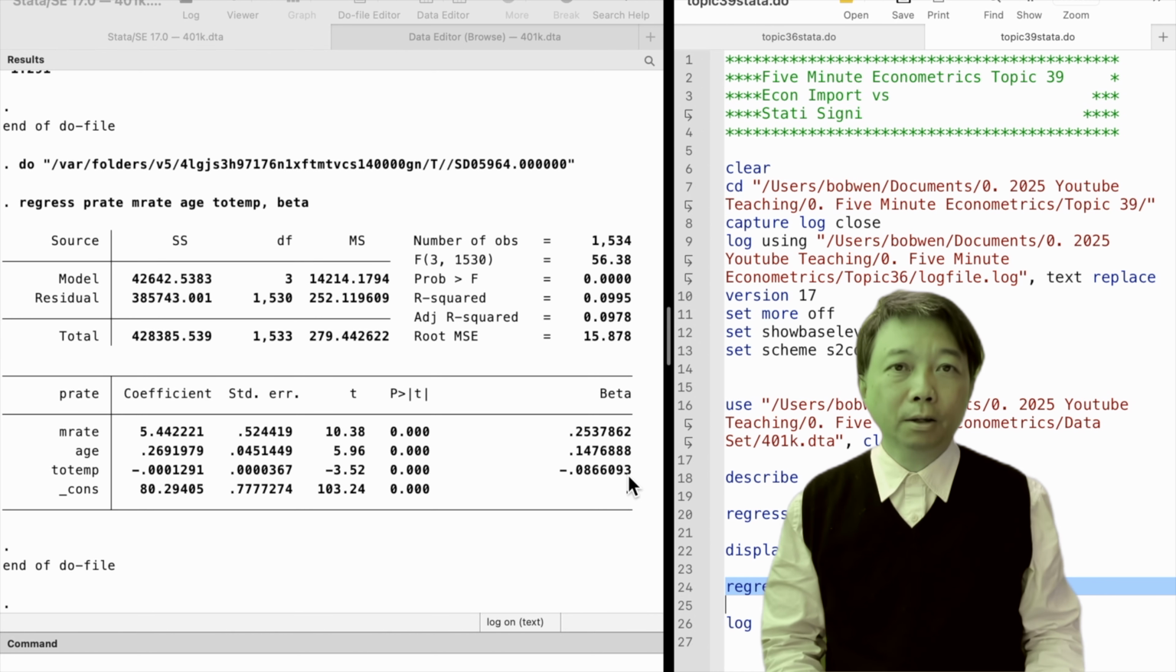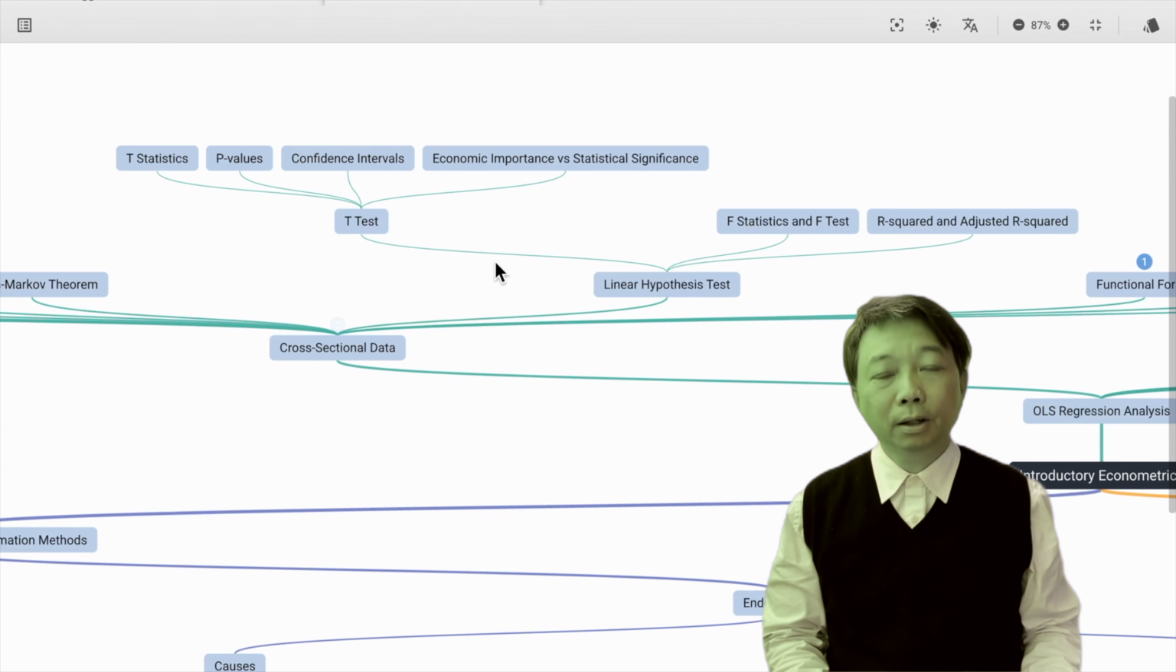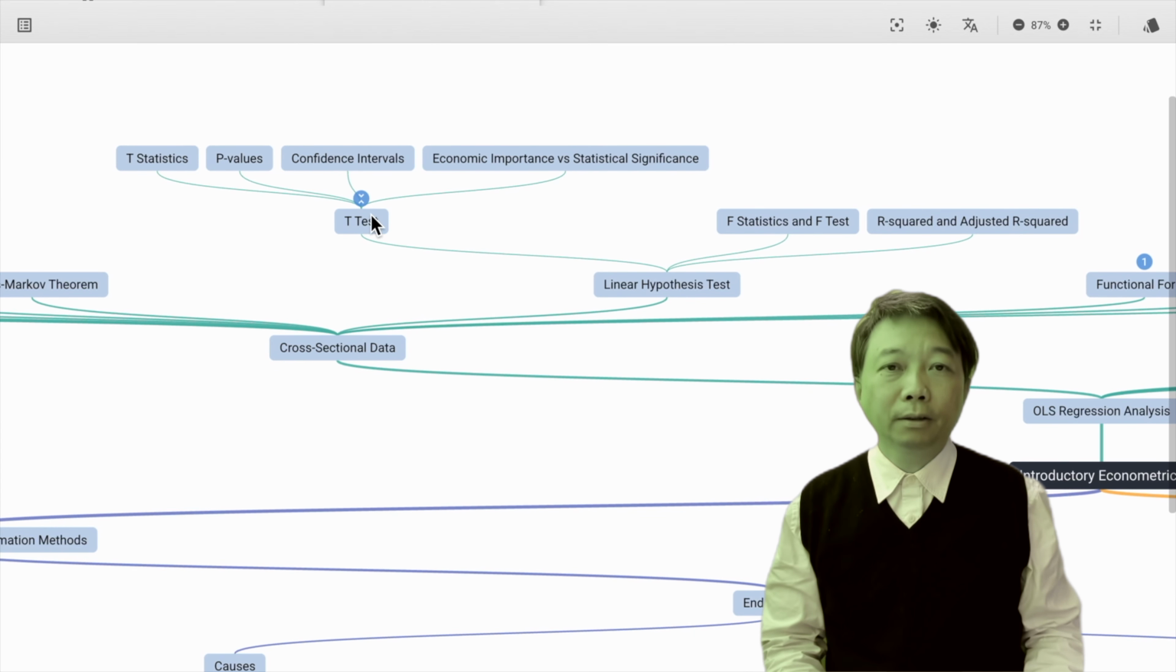Today, we have discussed the difference between the economic importance and the statistical significance.